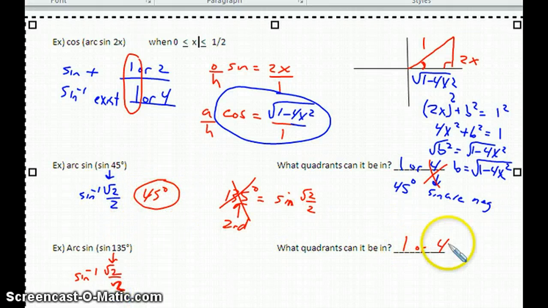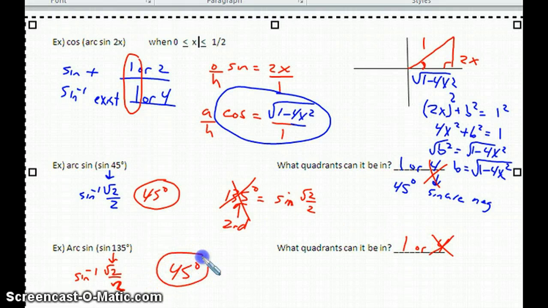We're looking in quadrants 1 or 4. Again, it can't be 4 because that's where the sine values are negative. So it's got to be quadrant 1. And in quadrant 1, the only angle that has a positive square root of 2 over 2 as the sine, or the y value, is 45 degrees.